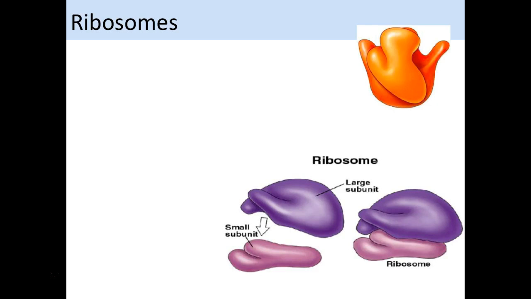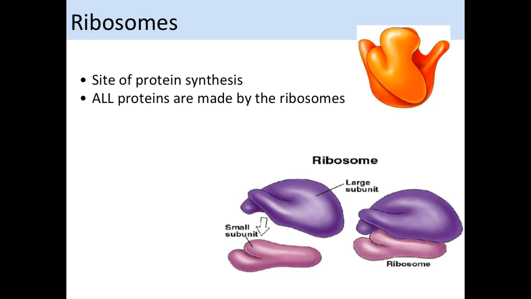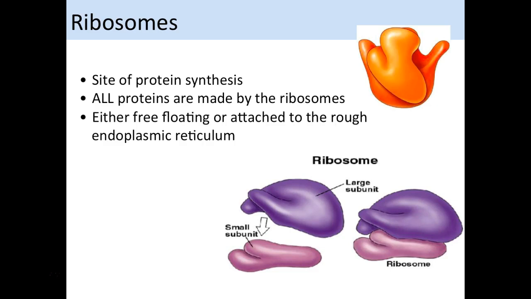The ribosomes are non-membrane-bound organelles found in both animal cells and plant cells, and these are the site of protein synthesis. All proteins are made by ribosomes in the cell. Ribosomes can be found either free-floating in the cytoplasm or attached to another organelle called the rough endoplasmic reticulum. Ribosomes are the most numerous structure in the cell. We have thousands and thousands of ribosomes within one cell.